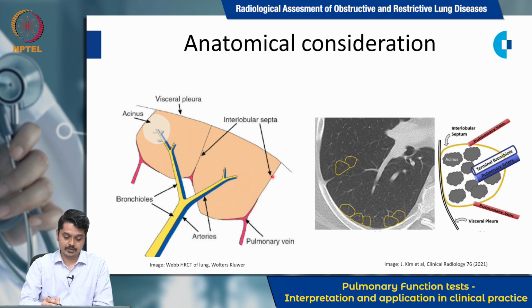This is the anatomical image of the secondary pulmonary lobule. This is the periphery of the lobule containing the interlobular septum, which contains pulmonary veins and lymphatics. This is the bronchiole and pulmonary artery entering the center of the lobule. This is a CT chest axial view image showing a secondary pulmonary lobule along the periphery of the lungs.